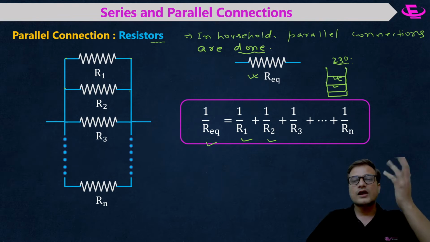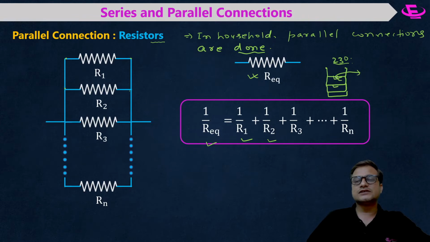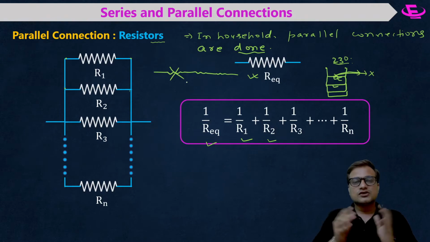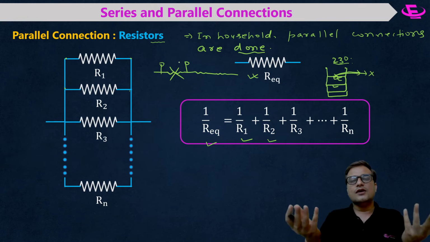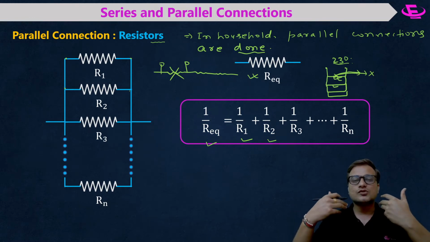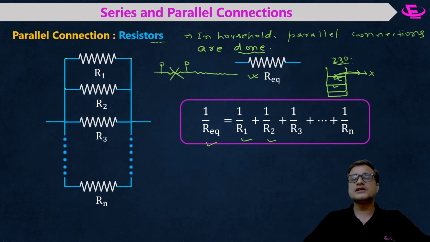And there is one more advantage. In case one or two devices fuse, suppose this device fuses, what will happen? Only this device will get disconnected from the supply, but the rest of the devices will remain connected. But in the case of series connection, what happens? Suppose you have different elements and this element fails. The complete circuit will be open circuited, and hence you won't get supply to any loads. So these are two reasons you have to explain in an interview or viva.